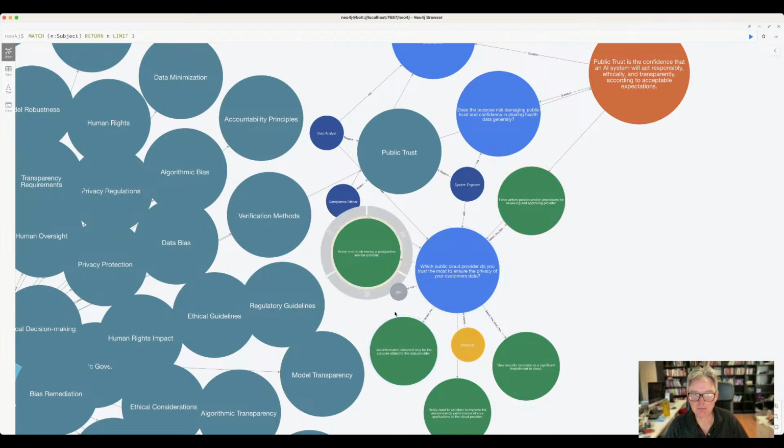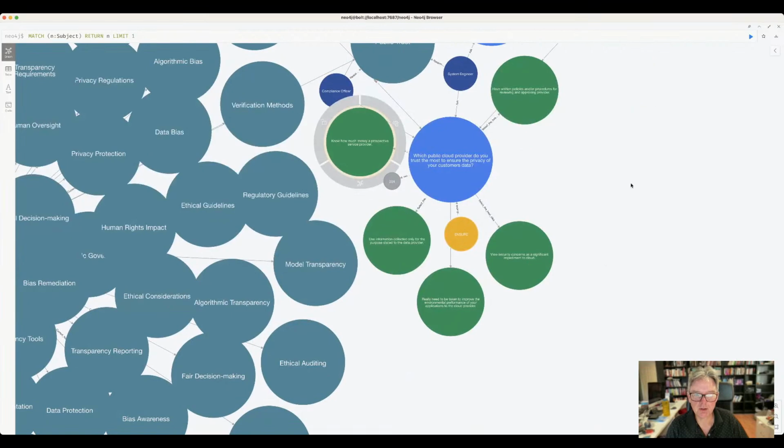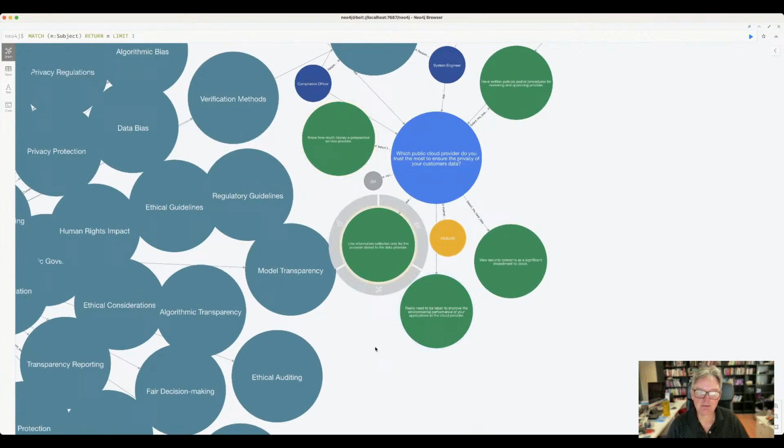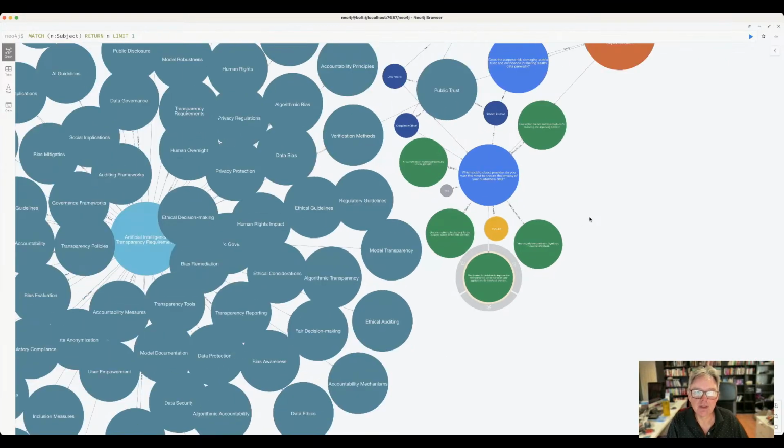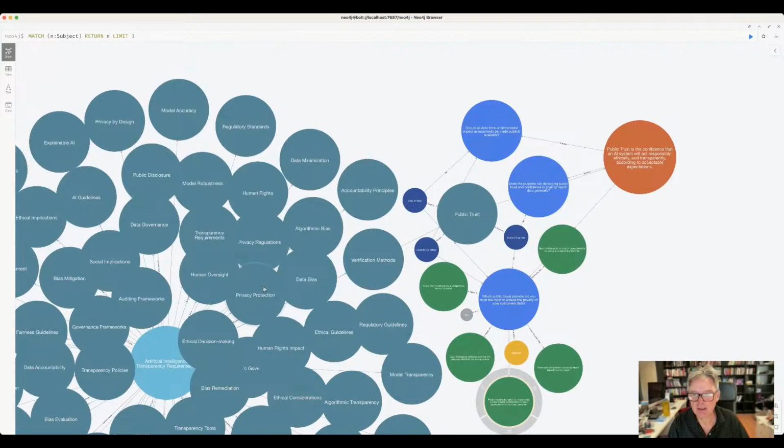Know how much money a prospective service provider will cost. Use information collected only for the purpose stated to the data provider. Do you view security concerns as a significant impediment to cloud? And really need to be taken to improve the environmental performance of your applications to the cloud provider. What do you really need to make sure that that happens? So that's how it's all connected, how all these activities are interwoven around AI transparency.